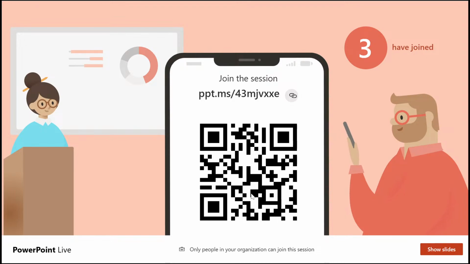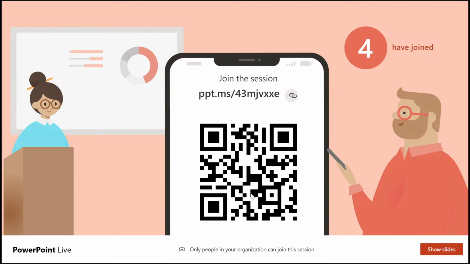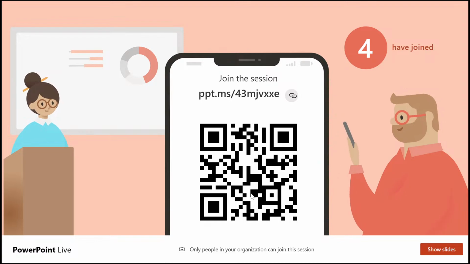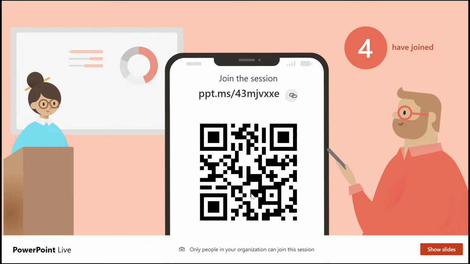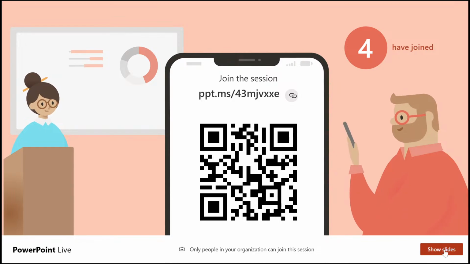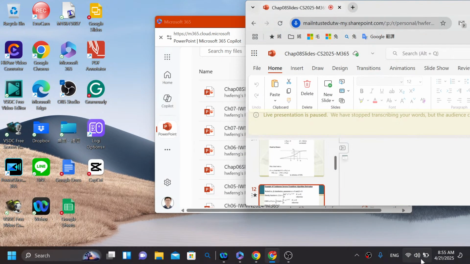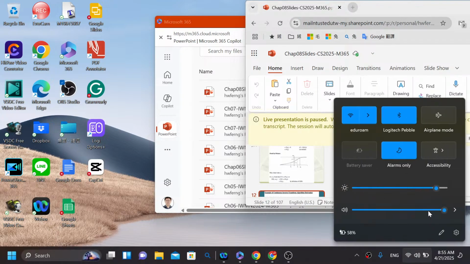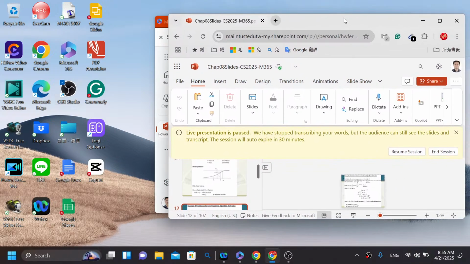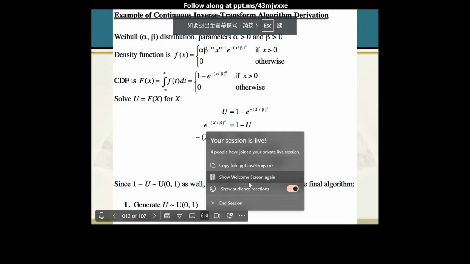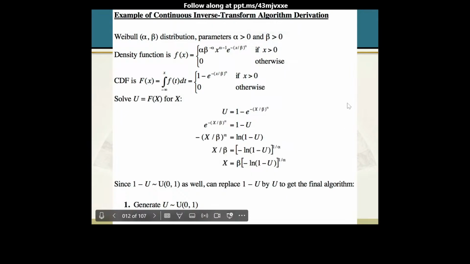So later we will have the example for Weibull distribution. So, okay. So let me check it further. So today we will continue this example.